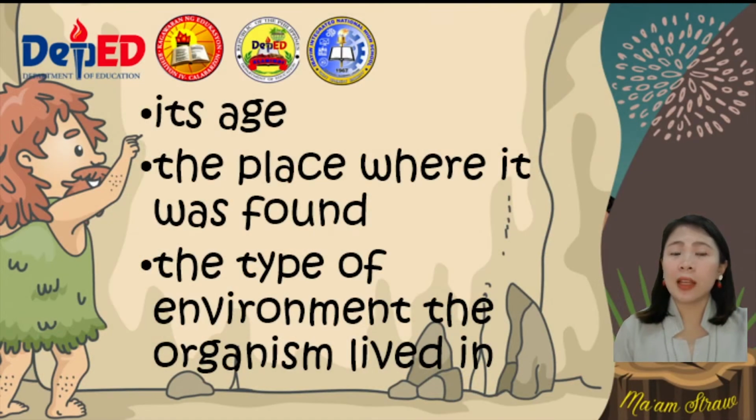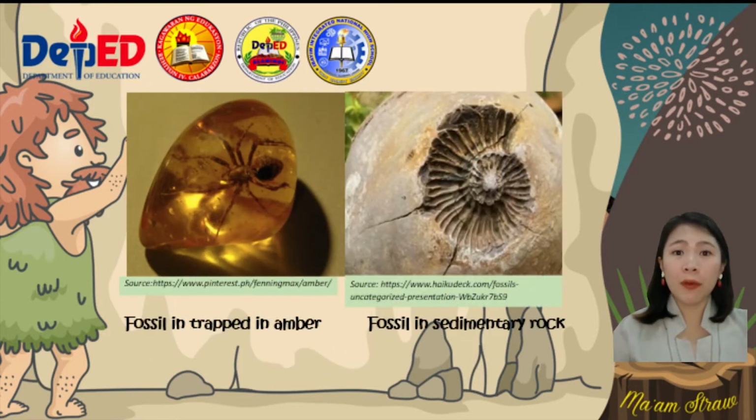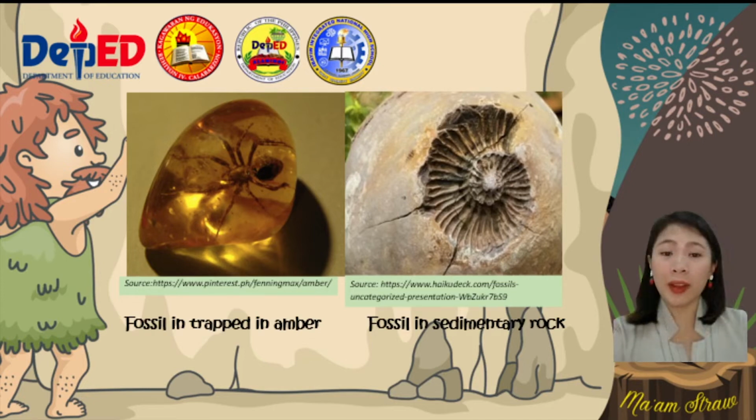Paleontologists who study a certain fossil consider its age, the place where it was found, and the type of environment the organism lived in. Some types of fossils can be found in the layers of the sedimentary rocks, while others are trapped in amber. Do you know how paleontologists usually determine the age of a fossil? Paleontologists make initial estimates of the age through the position in the sedimentary rocks. Fossils found in the bottom layer are much older than those found in the upper layers of rocks.